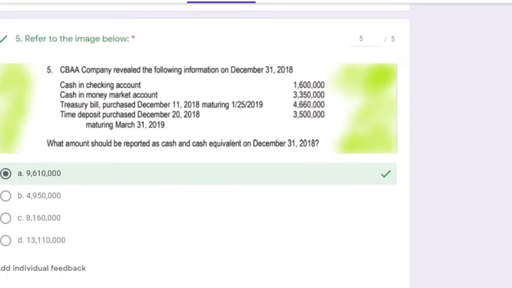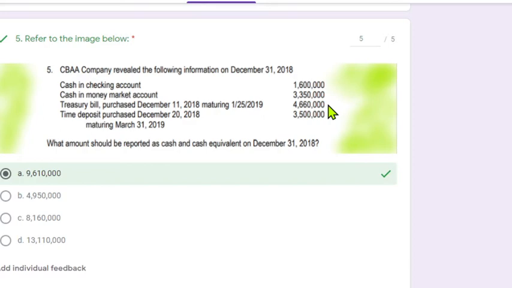Number 5, what amount should be reported as cash and cash equivalent on December 31, 2018? So, cash and cash equivalent. So, tinatanong na dito lahat ng items ng cash at lahat ng items ng cash equivalent. So, lahat ng cash in bank, cash fund, cash on hand, at lahat ng negotiable instruments na nabili 3 months before the date of maturity. So, automatically, yung cash in checking account and cash in market account ay kasama na yan kaagad. Yung 1.6 and 3.35 million.